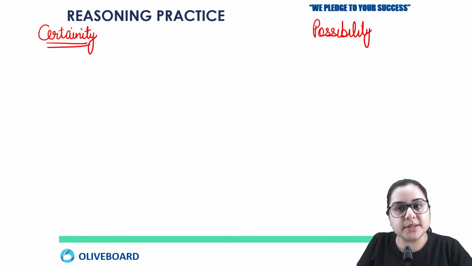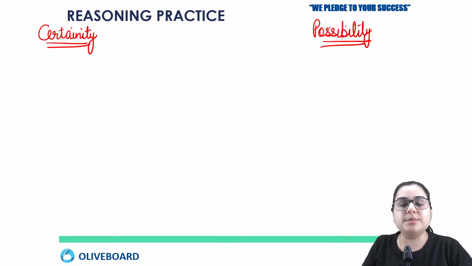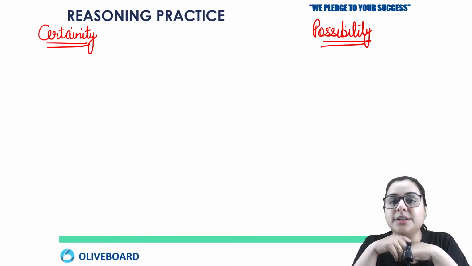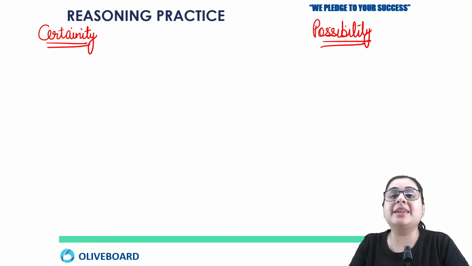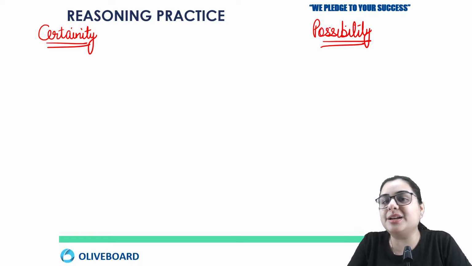So I'm going to ask you a few things. You'll have to answer me in the comment section. In the certainty, what are the conclusions of certainty? Like if I say some A is B, that is certainty. If I say all A is B, that is also certainty. If I say all A can be B, that is a possibility. So what is the simple word meaning? What is the difference between these 2 words? Certainty means we are sure. Possibility means we are doubtful.